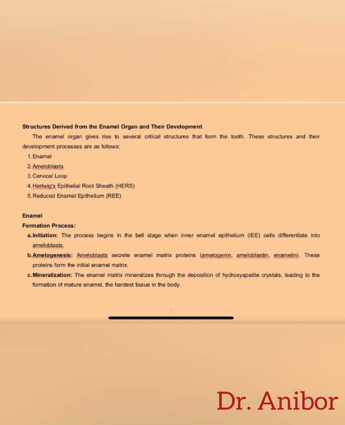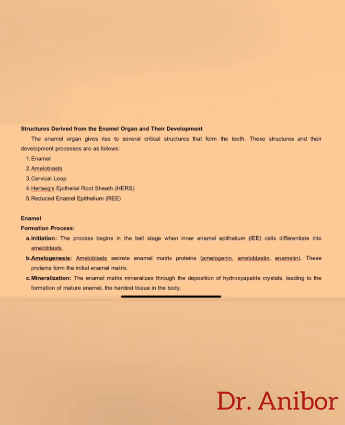Then at the stage of amelogenesis, what happens? You have the ameloblast secreting enamel matrix, and they actually secrete enamel matrix proteins. These proteins include amelogenin, ameloblastin, and enamelin. So these are the enamel matrix proteins secreted by ameloblasts, and the process is amelogenesis. These enamel matrix proteins form the initial enamel matrix. Then we're still talking about the formation of the enamel. I've mentioned the initiation process and the stage of amelogenesis.